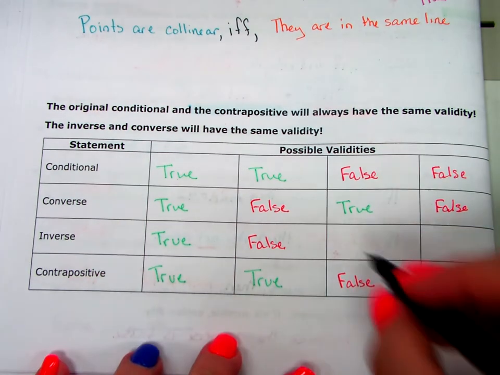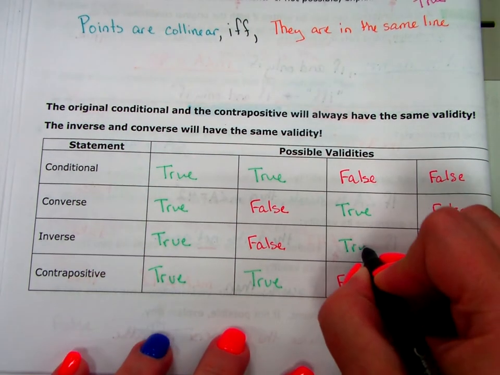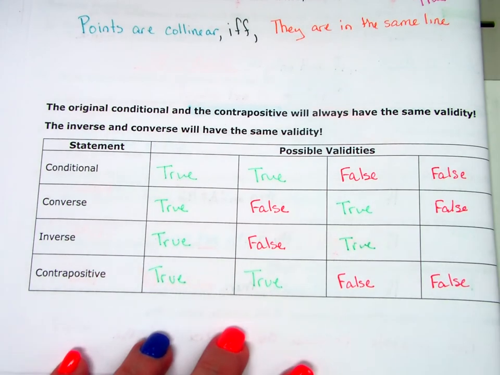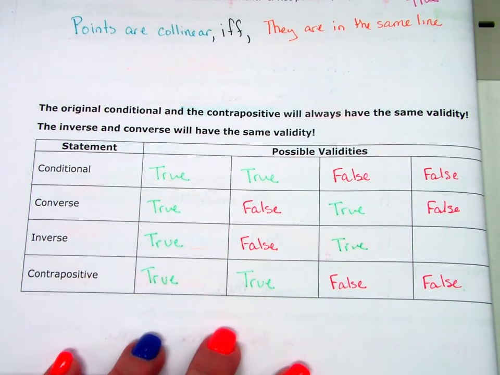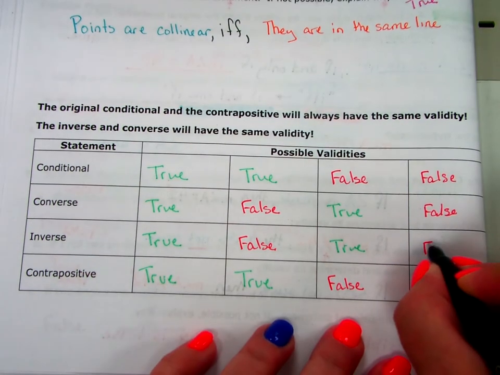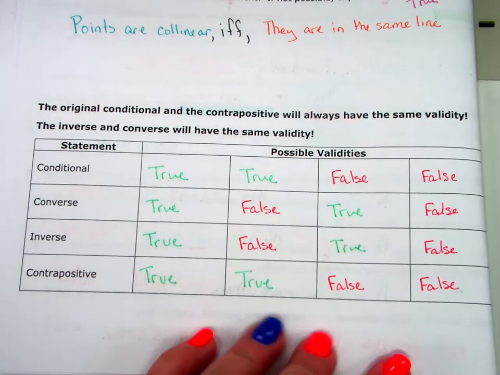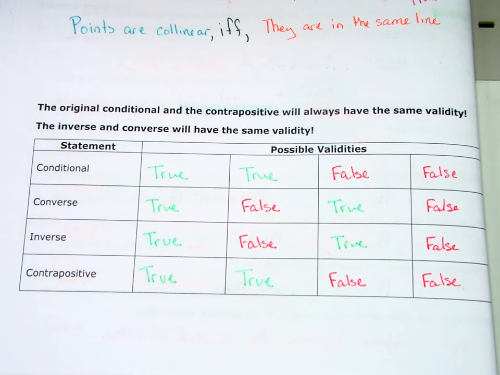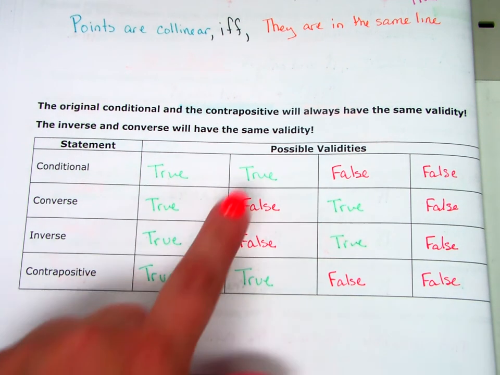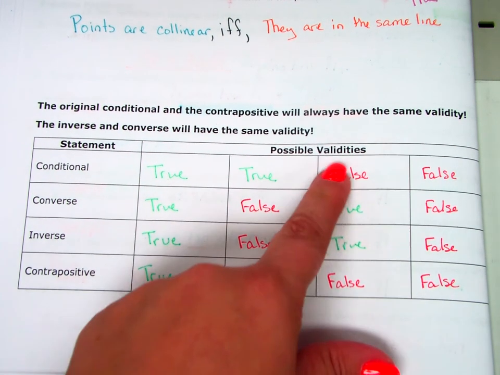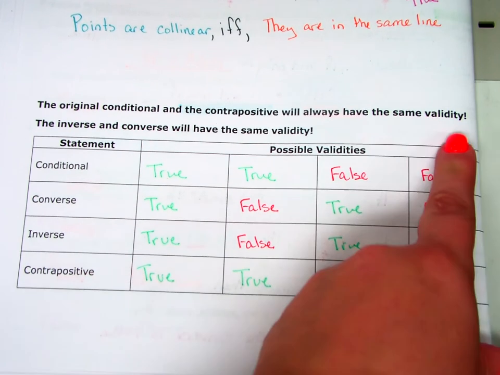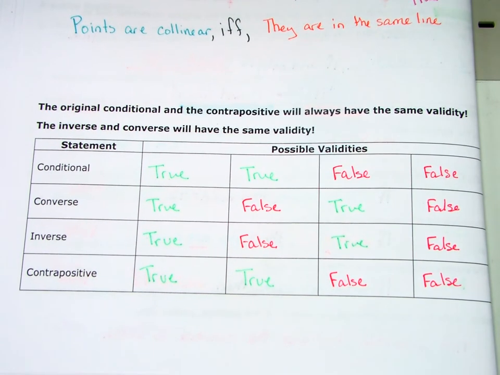If the converse is true, then what do we know about the inverse? It's going to be true. If the converse is false, what do we know about the inverse? False. It'll be false. So those are the 4 validity outcomes you could have. They could either all be true, true, false, false, true, false, true, true, false, or all false. Okay? Any questions on any of those?